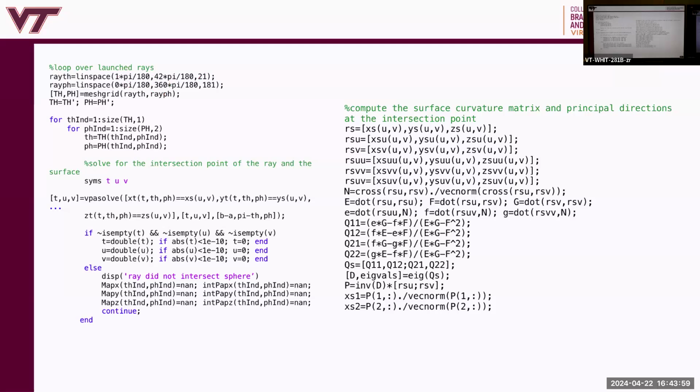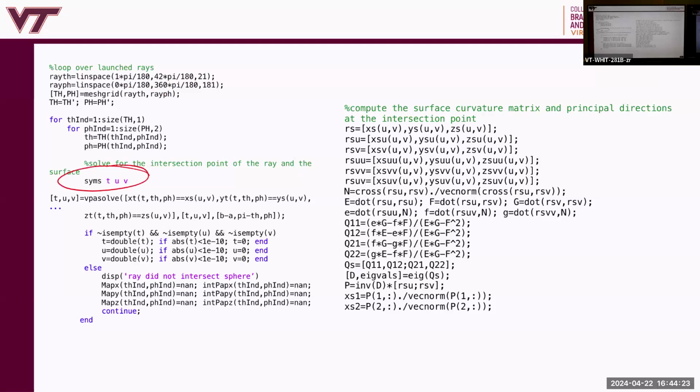First, we loop over theta and phi, so we loop over all the launched rays, and we're going to calculate the intersection. Here's how you solve for the intersection point of a ray and a surface. The way I did it was to define these 3 symbolic variables, T, U, and V. That's what we're solving for.